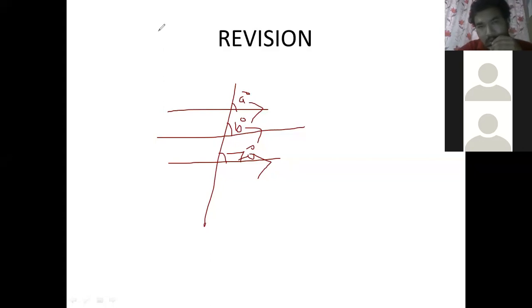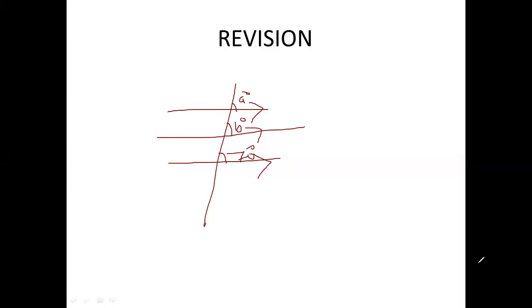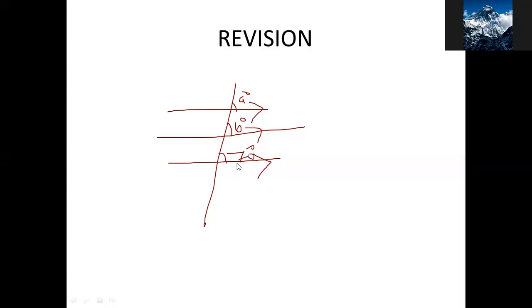Hello, Prajol. Yes, sir. What is the value of A degree? 70 degree. A also 70 degree. And what is the value of B degree? 70 degree. Good. Both being corresponding angle, right? Yes, being corresponding angle.